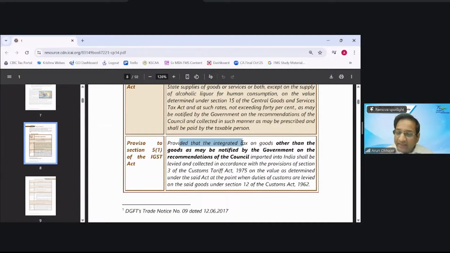Provided that integrated tax on goods, other than the goods as may be notified by the government on the recommendation of the council, imported into India shall be levied and collected in accordance with the provision of Section 3 of the Custom Act, on the value as determined under the said Act at the point when the duties of the custom are levied on the said goods under Section 12 of the Custom Act.